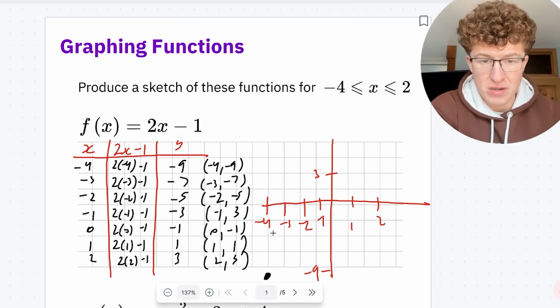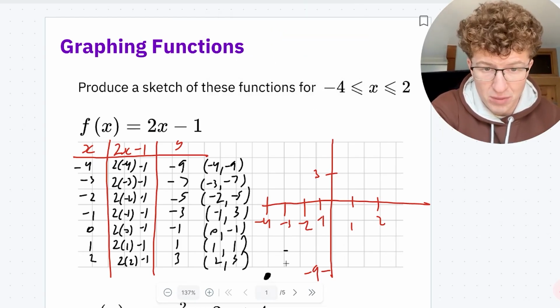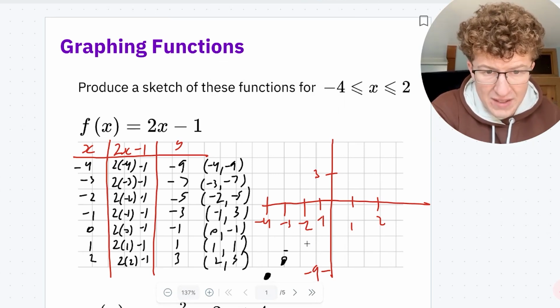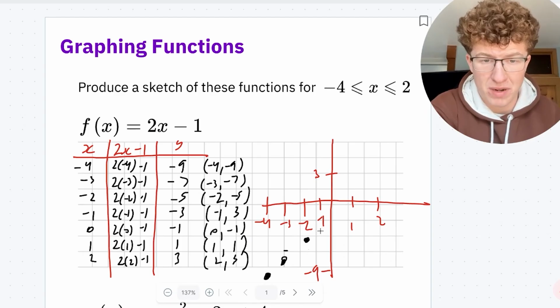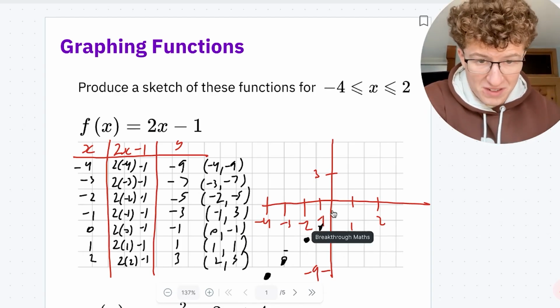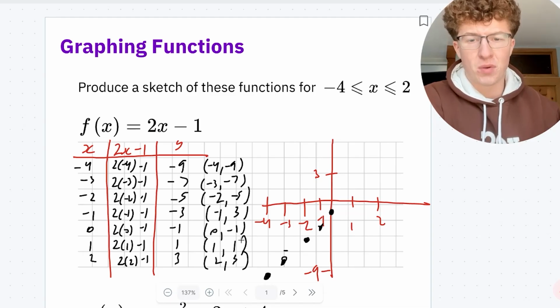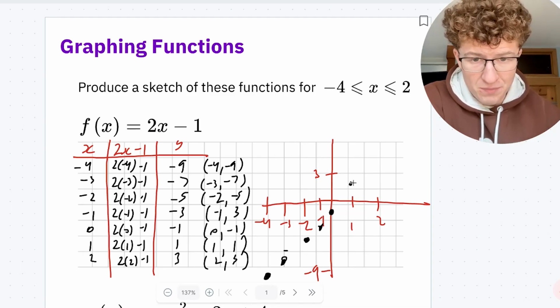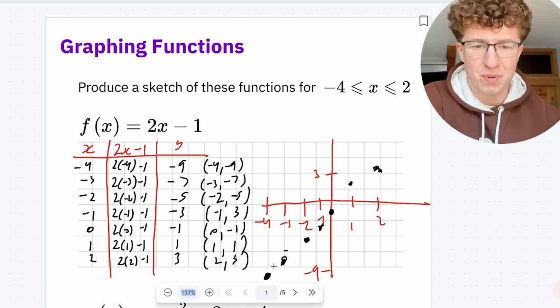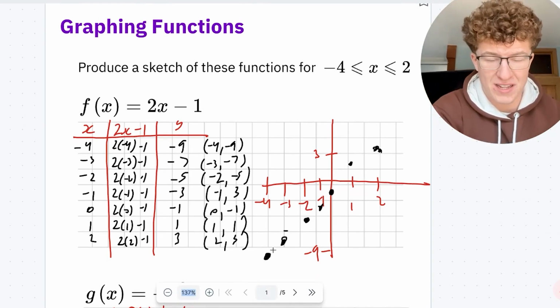Then you're going to have -3, -7. That's going to be somewhere around here. Then you're going to have -2, -5, again, somewhere around here. -1, -3. And then the y-intercept, 0, -1. So that's going to be like here. Then 1, 1 is going to be somewhere like here. And then 2, 3 is going to be there. So not exact, but then all you have to do here is just connect the dots.